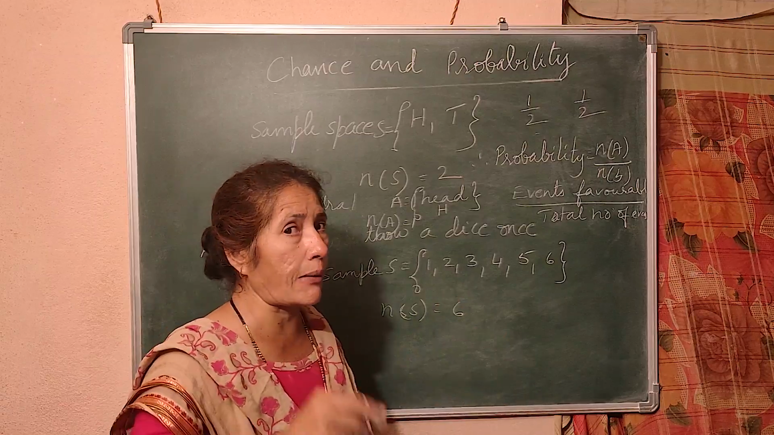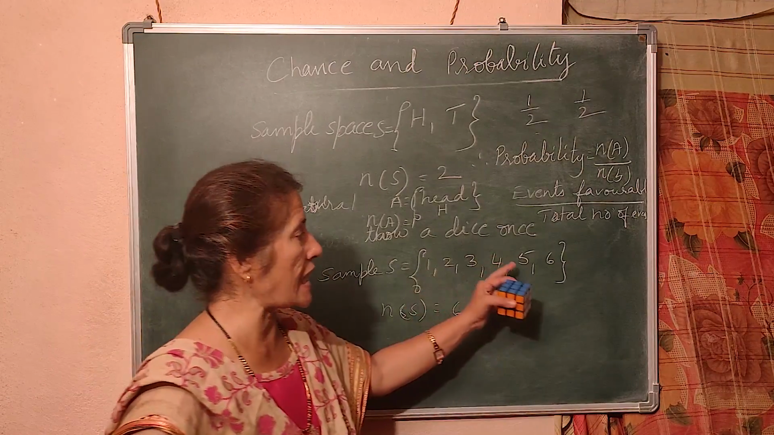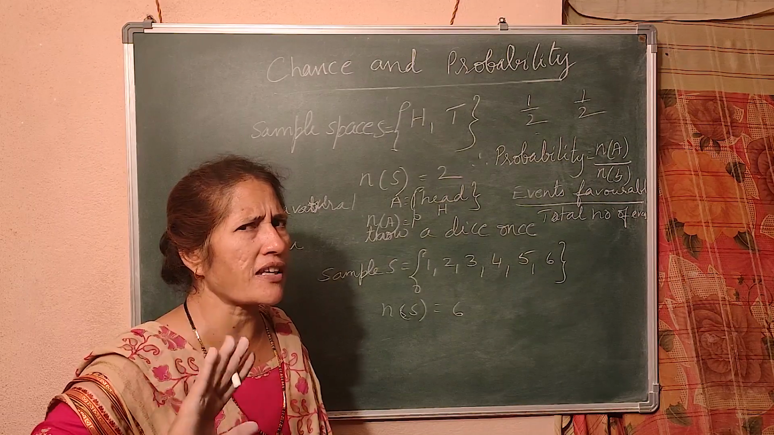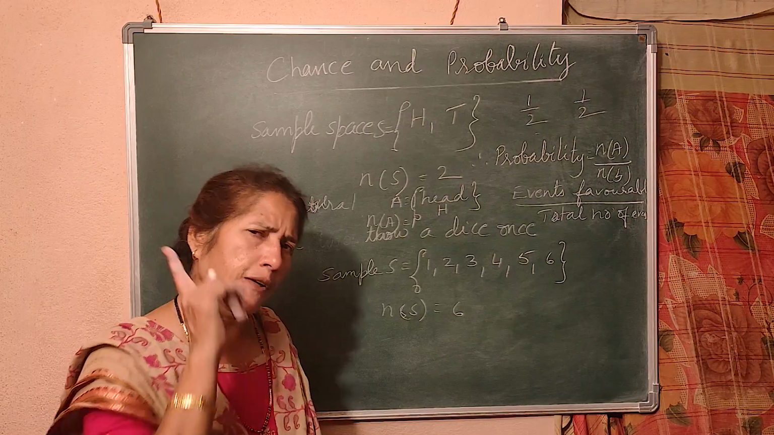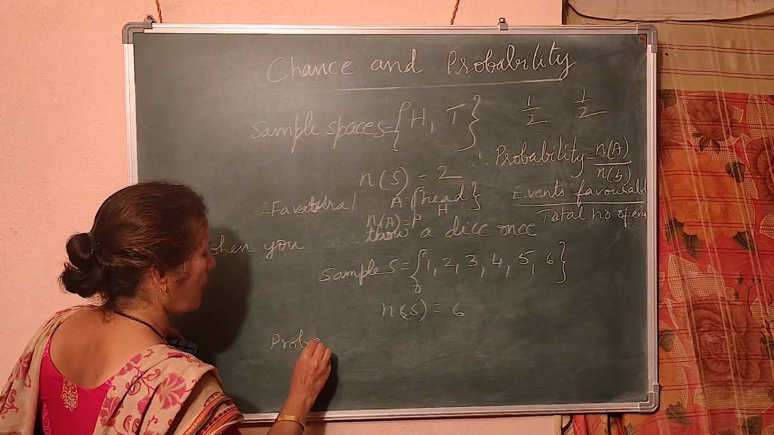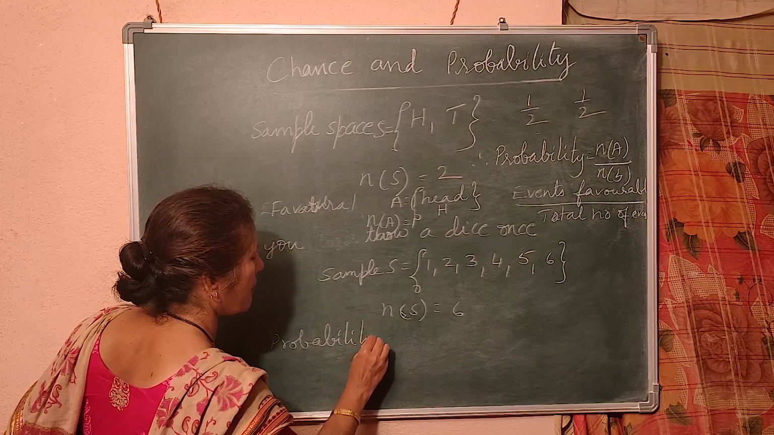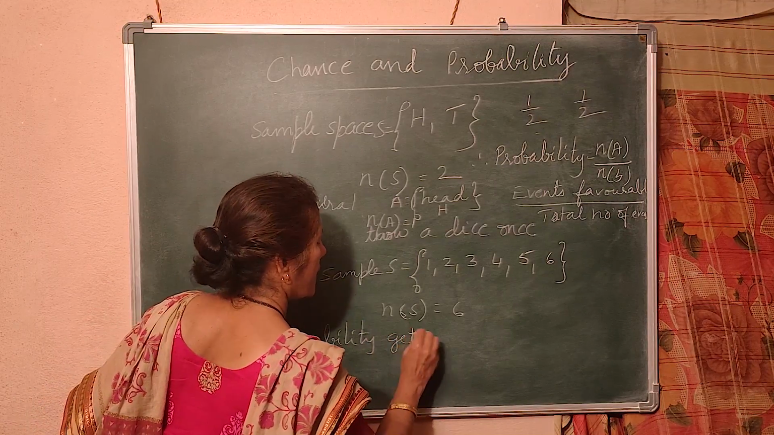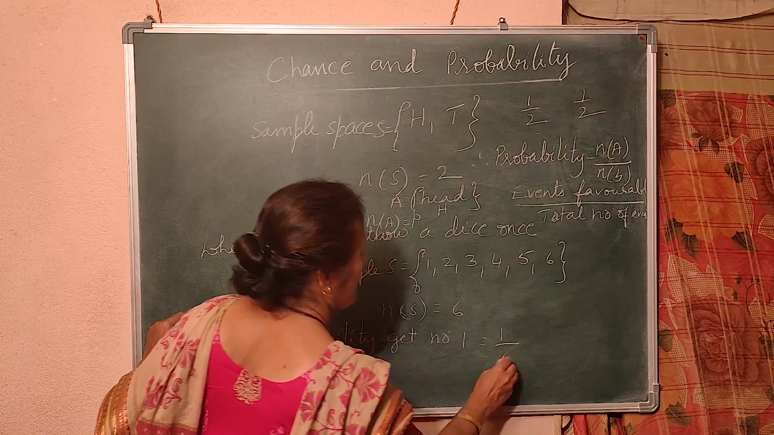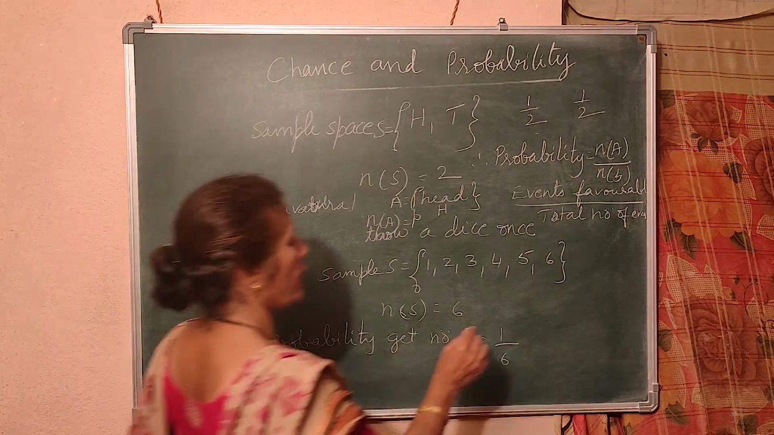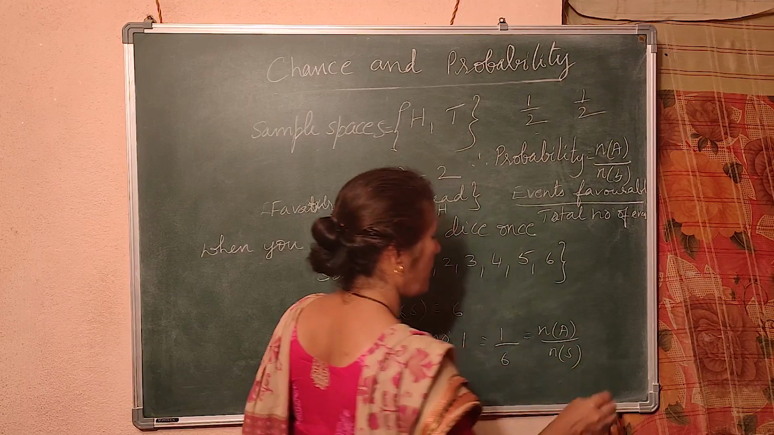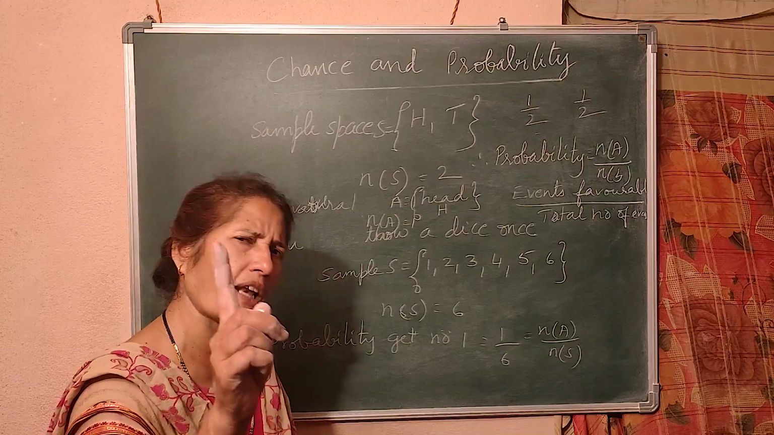What is the chance of getting number 4? One chance. What is the chance of getting 5? One chance. Only one face has number 5. So what is the probability of getting number 1? 1 out of 6. How did you get it? n(A) by n(S). The number favorable to the event is only one chance.